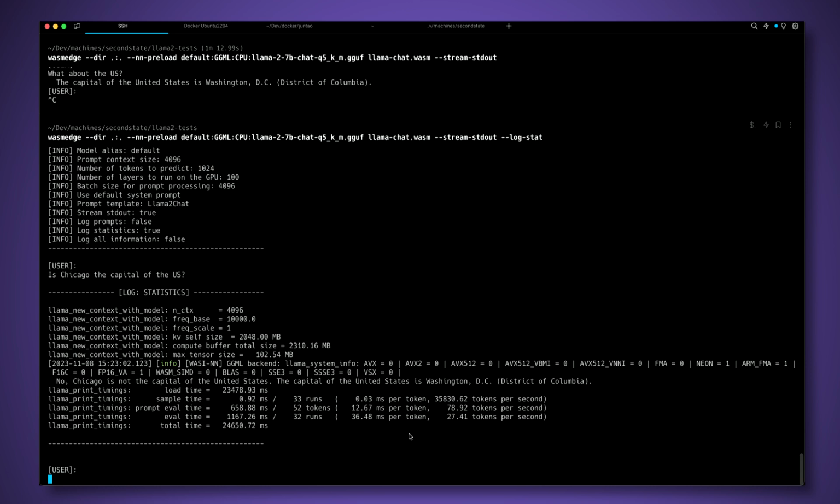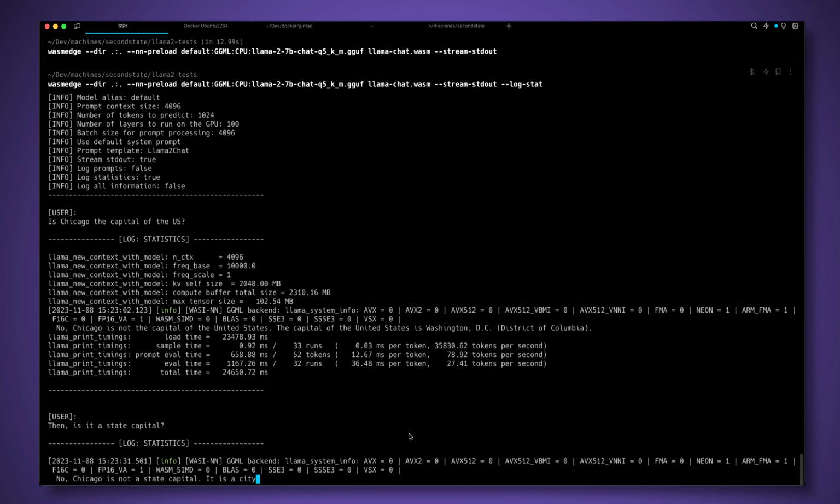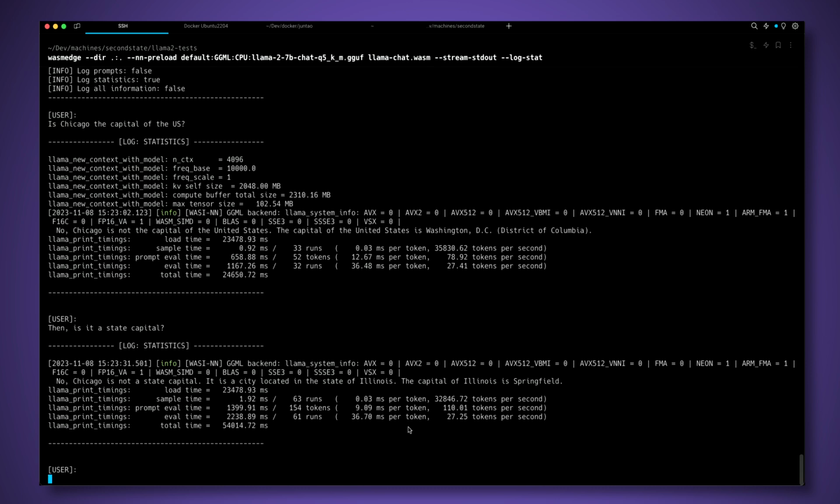Now I ask, is Chicago a state capital? Is it the capital of Illinois? No, Chicago is not the state capital. It is a city located in the state of Illinois. The capital of Illinois is Springfield. So a large language model taught us something today. I should know that.